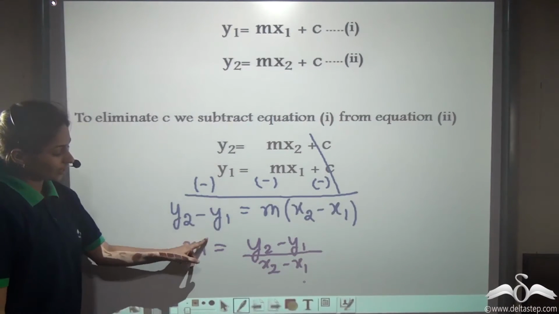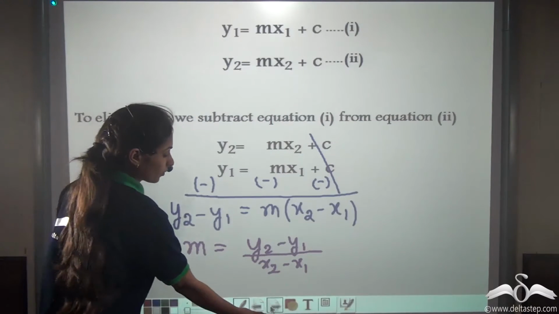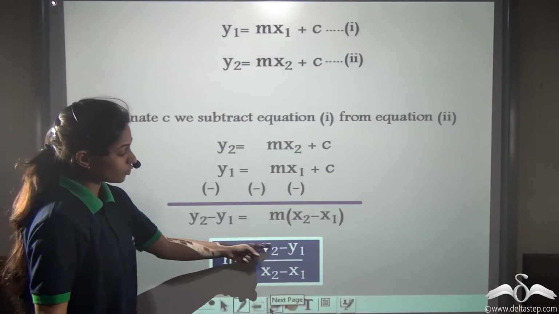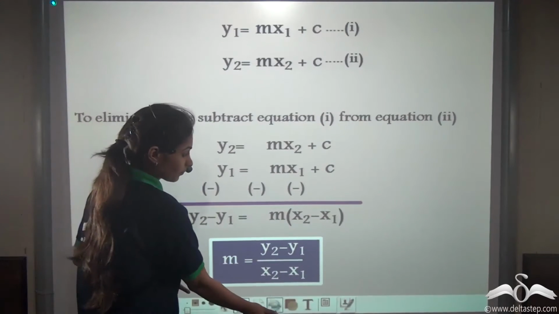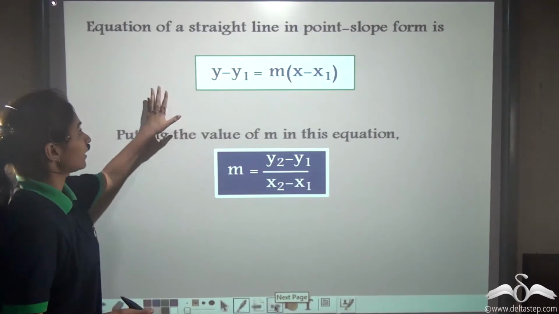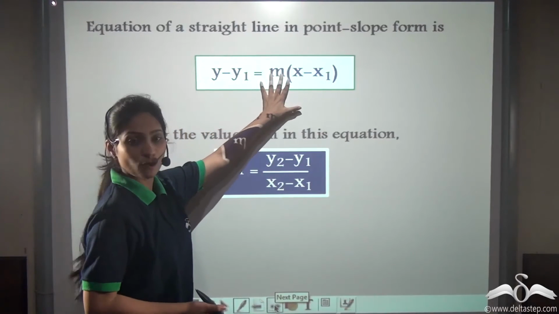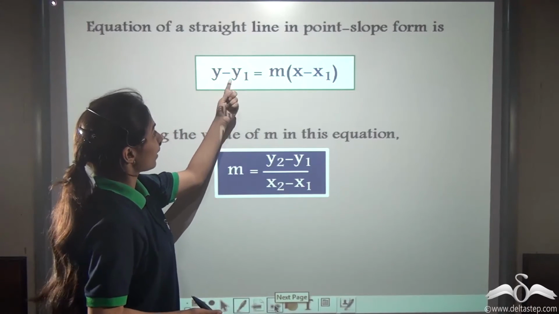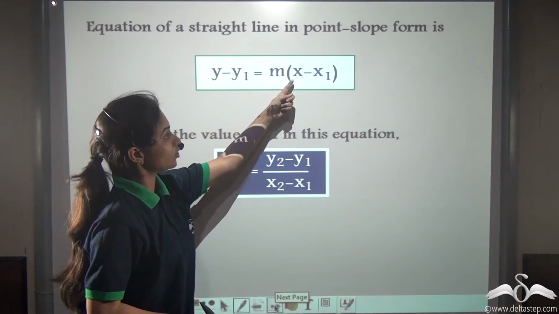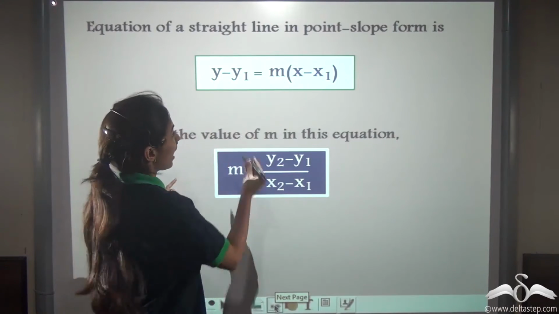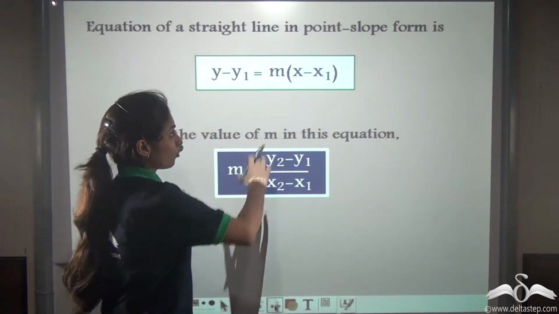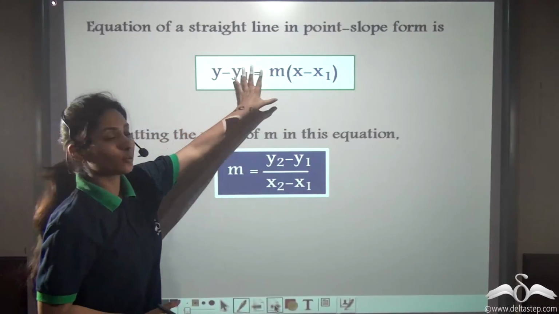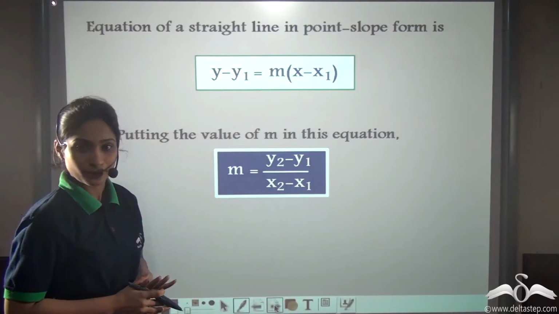So here we get a value for m also. m is equal to y2 minus y1 by x2 minus x1, right? Now we know that the equation of a straight line in point slope form is this: y minus y1 is equal to m into x minus x1, where we have coordinates of one point as x1, y1 and m as slope. So putting those, we get an equation in terms of x and y, right?